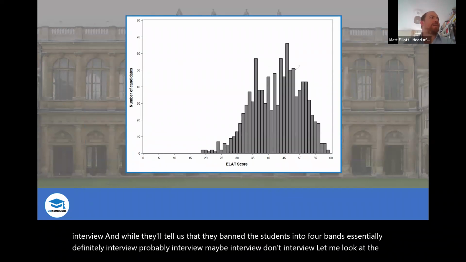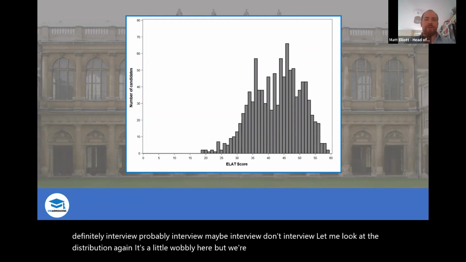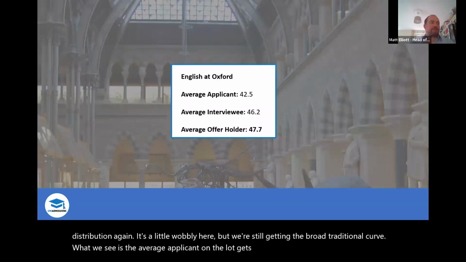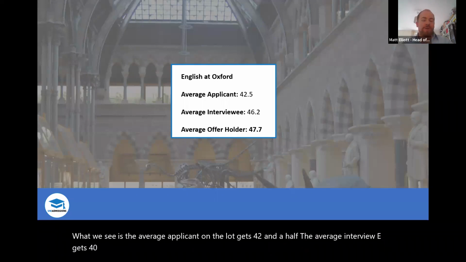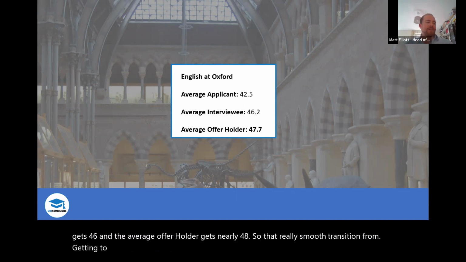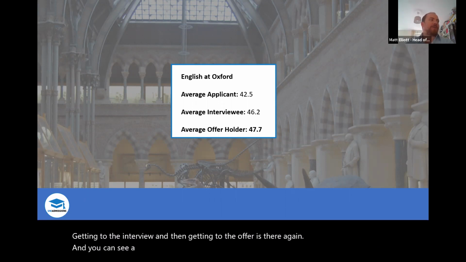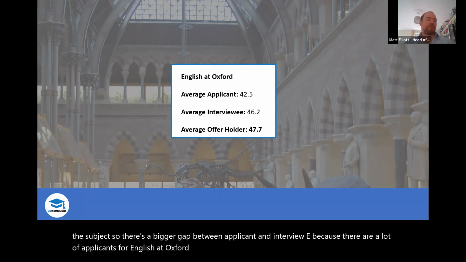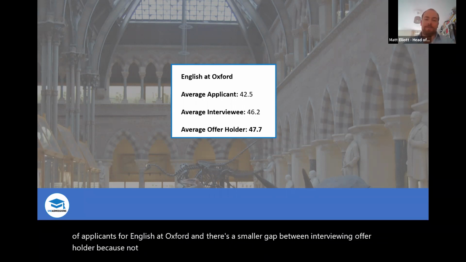Again, it's a little wobbly here, but we're still getting the broad traditional curve. What we see is the average applicant on the ELAT gets 42.5, the average interviewee gets 46, and the average offer holder gets nearly 48. So that really smooth transition from getting to the interview and then getting to the offer is there again. And you can see a very smooth relationship with this depending on the competitiveness of the subject. So there's a bigger gap between applicant and interviewee because there are a lot of applicants for English at Oxford, and there's a smaller gap between interviewee and offer holder because they don't interview that many people.